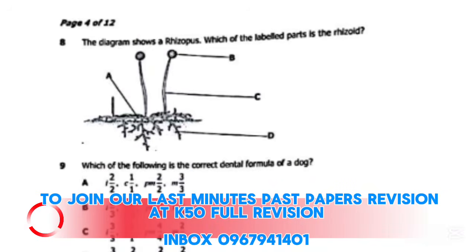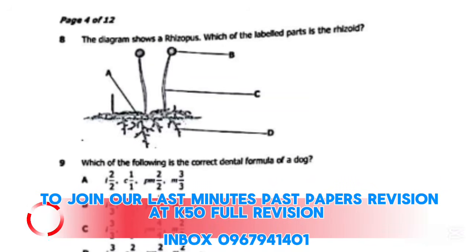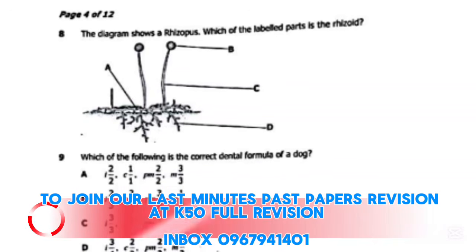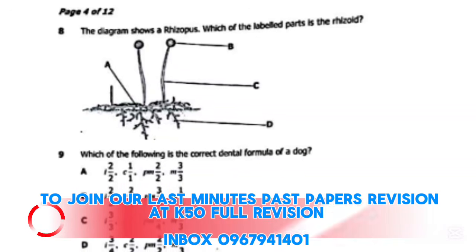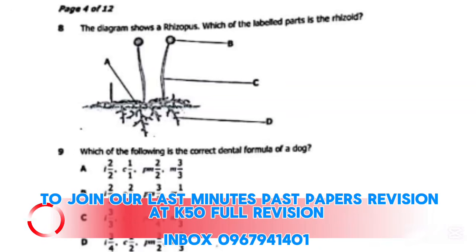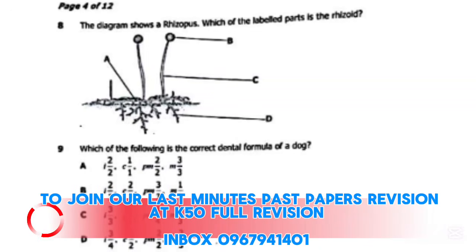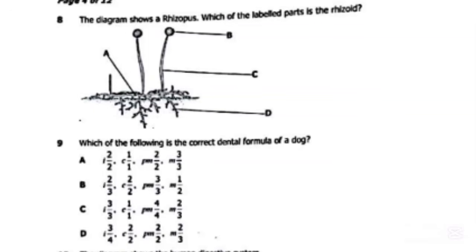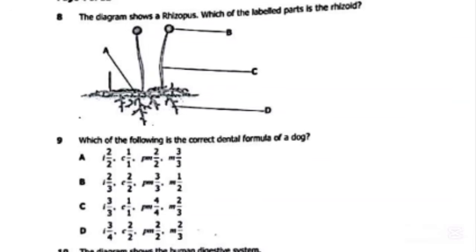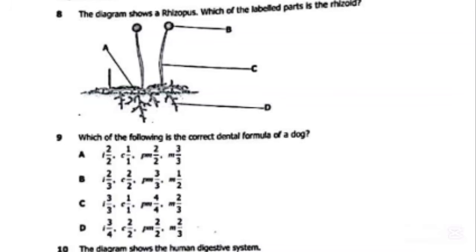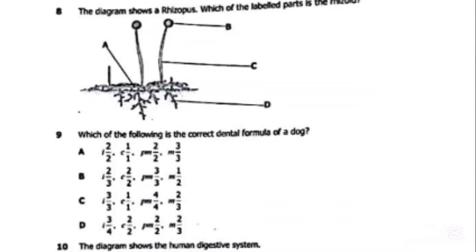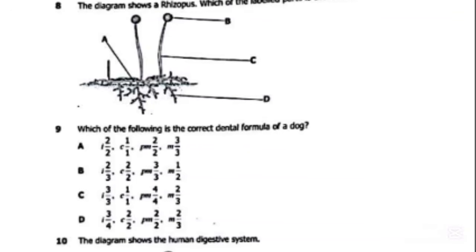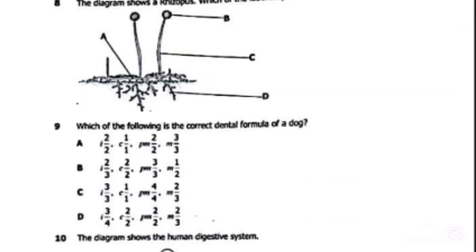Moving on to question 8. The diagram shows a rhizopus. Which of the labeled parts is the rhizoid? So here again, you have to remember which part is the rhizoid. Before solving, first you have to identify the parts again. That's the first thing you should be doing when you come across a question. Identify the parts.